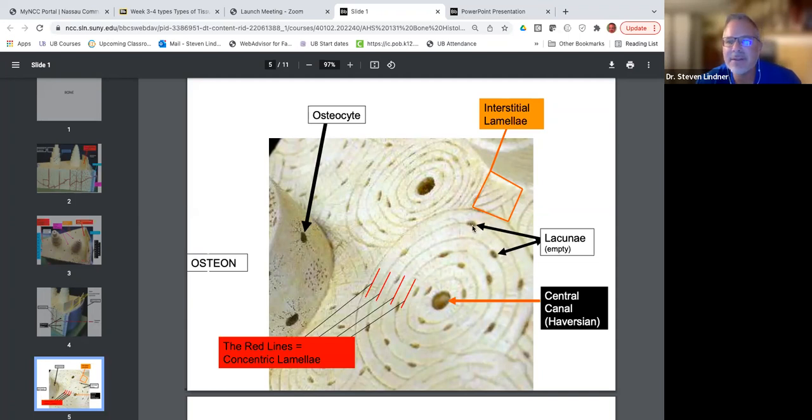The cavities where the osteocyte sits, so here's an osteocyte on the top here, but the cavity that's empty where it sits, it's called a lacunae. The cell that sits inside of that is an osteocyte.